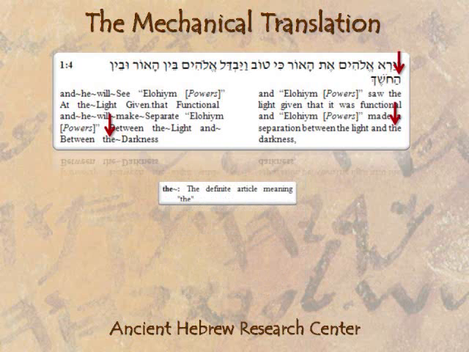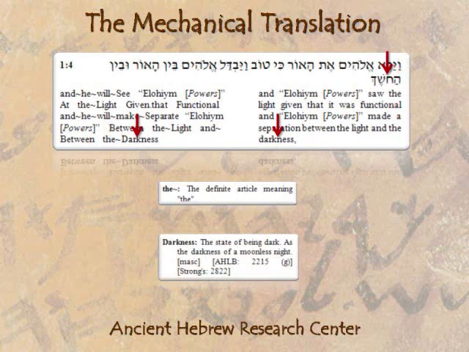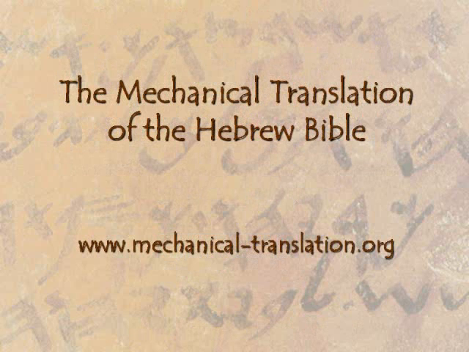Then we have the prefix ha again, meaning the, and then the word choshech, meaning darkness. I hope this helps you understand how the mechanical translation works, and I hope you find it useful in your Hebraic studies. Thank you very much.